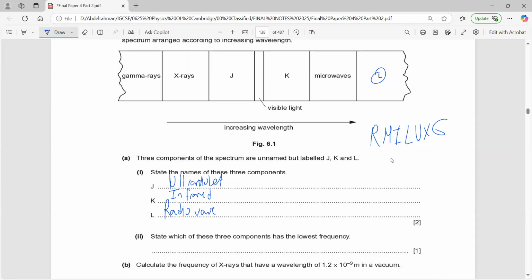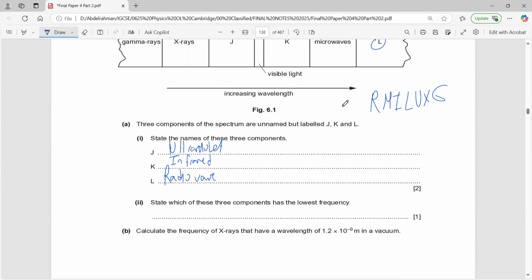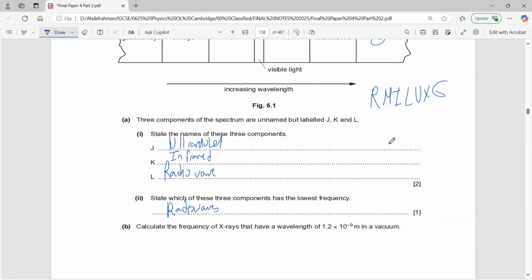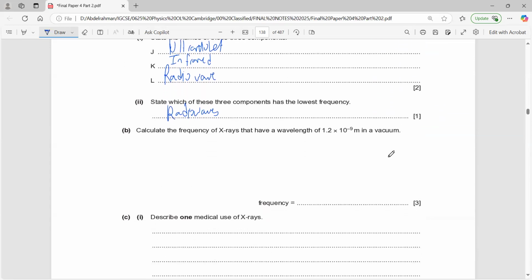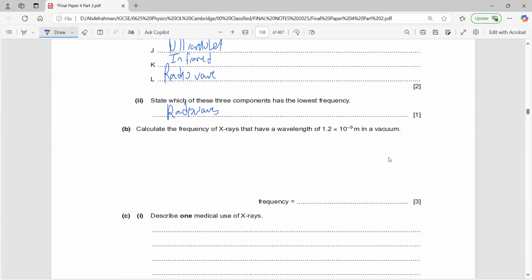State which of these three components has the lowest frequency. The radio waves. Calculate the frequency of X-rays that have a wavelength of 1.2 nm. In your exam, it could be written as 1.2 nm. Small n is nano, which is times 10 to the negative 9.